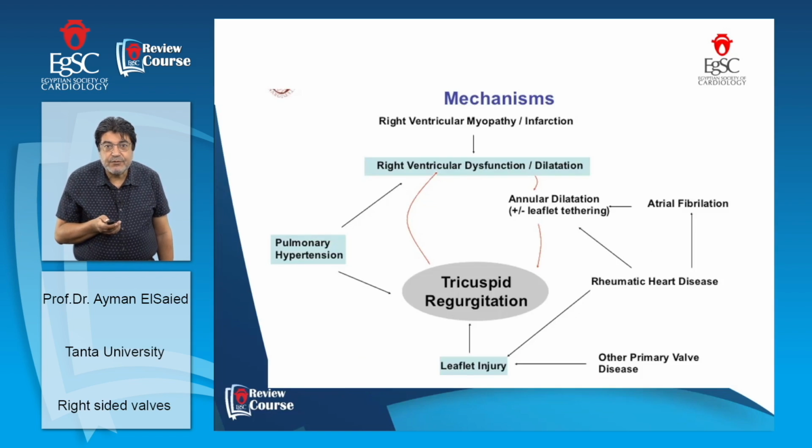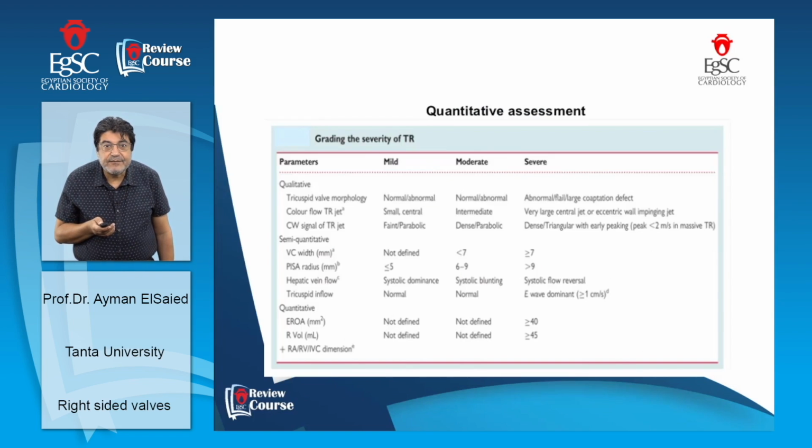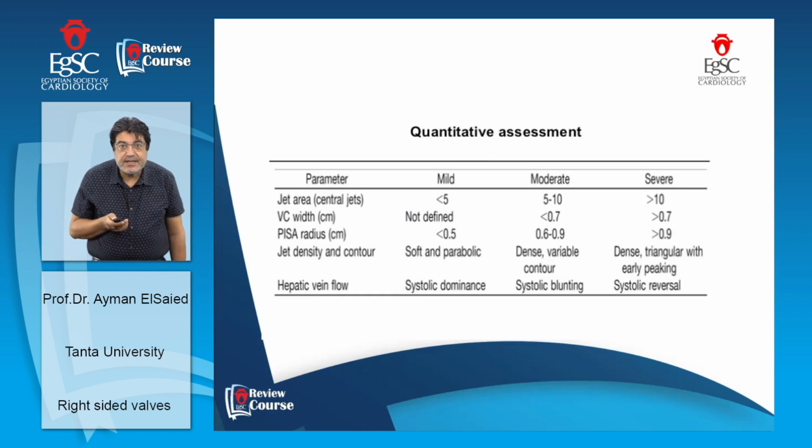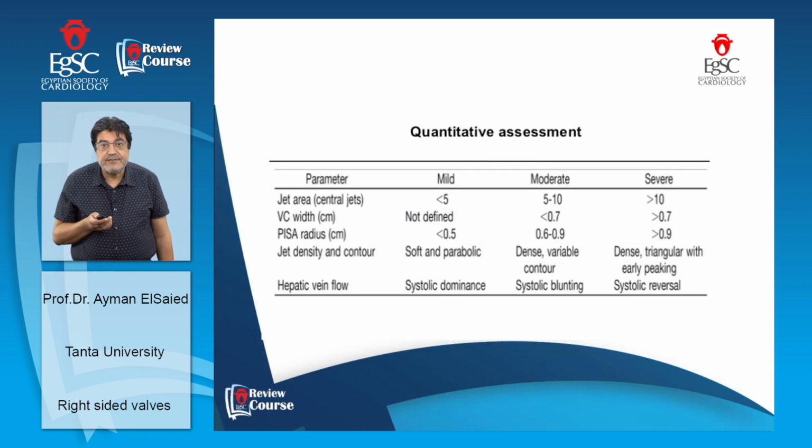Of course, the evaluation of tricuspid incompetence will be by the jet area, and you can evaluate whether the patient is mild, moderate, or severe according to jet area, vena contracta width, the PISA, more than 9 centimeters being severe, or according to the hepatic vein flow and tricuspid inflow. This is an example of mild cases. Jet area less than 5 square centimeters is mild. From 5 to 10 is moderate. More than 10 is severe. Also the vena contracta and PISA for evaluation.